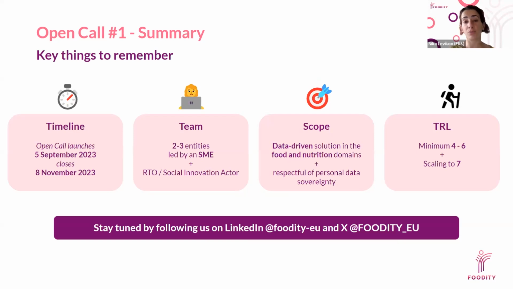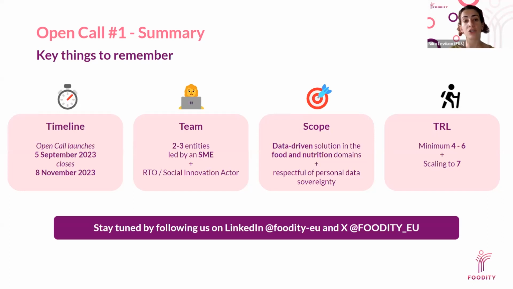In the case of a 3-partner consortium, it must be a social innovation actor in the form of a nonprofit, an NGO, or you can have a research institution that is a public body. The scope: we are looking at data-driven solutions in the food and nutrition domains that are respectful of personal data sovereignty. And finally, TRL, which is something I have not mentioned yet.